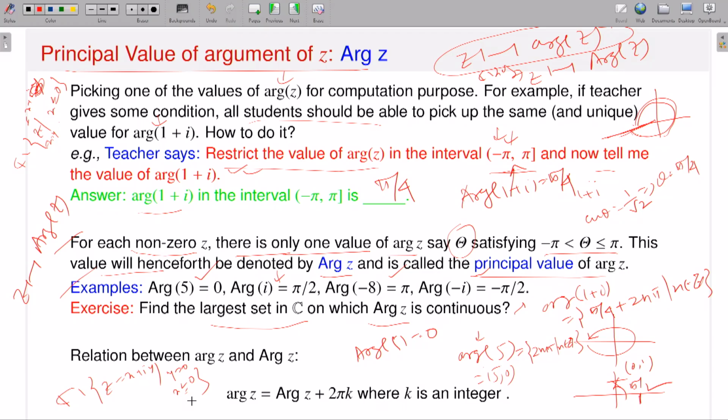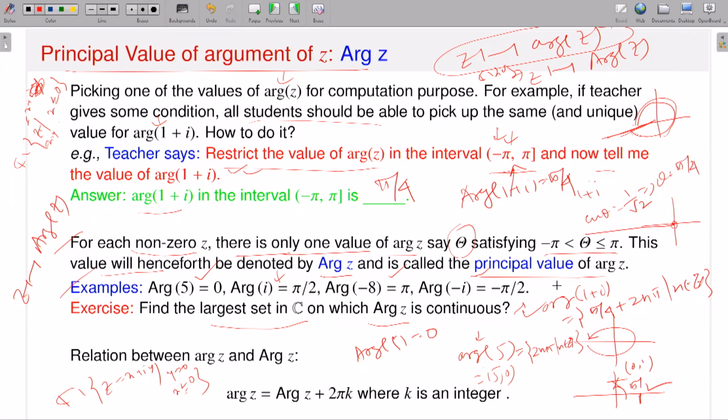So if I have a complex plane, and I take out the whole negative real axis including the origin, that means there is a cut in the negative real axis in the complex plane. There you will have the continuity of your complex function z goes to capital arg of z. Maybe I will talk about it later when I talk about continuity of general functions.